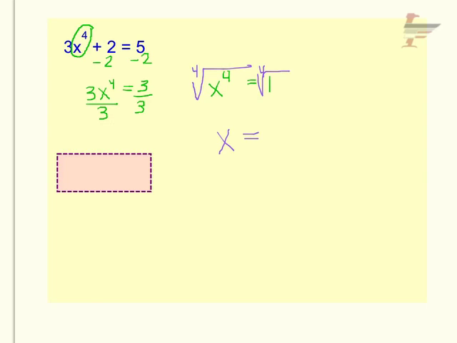But here's the thing we have to remember. We just took a 4th root, which is even. So that means I know I have to bring in plus or minus. So it's plus or minus. And then what's the 4th root of 1? Well, 1 times 1 times 1 times 1 is 1. So we get x equals plus or minus 1.